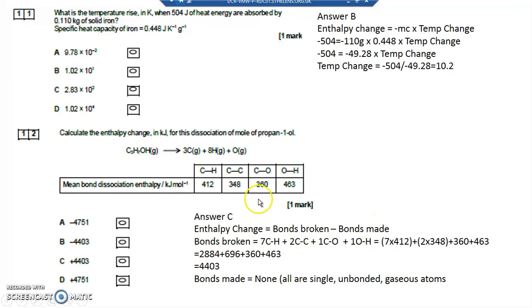My bonds made is actually 0, because I've not made any bonds. All of these 3 carbon atoms, 8 hydrogen atoms, and 1 O atom, they're all single atoms. They're not joined to anything else. So my bonds made is 0, so my enthalpy change equals just bonds broken, 4403, take away 0, 4403 is answer C.